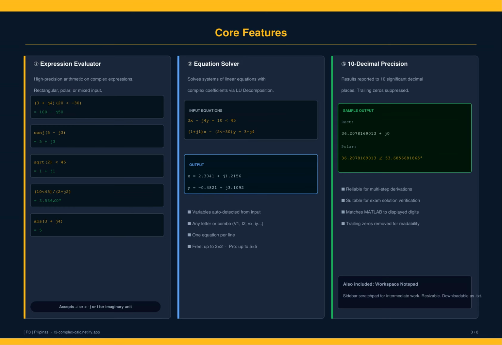Let's look at the core features. First, the expression evaluator offers high-precision arithmetic with rectangular, polar, or mixed inputs, accepting standard symbols like angle brackets and the J imaginary unit. Second, the equation solver handles systems of linear equations with complex coefficients using LU decomposition. Finally, all results feature 10 decimal precision with trailing zeros suppressed for clean readability.